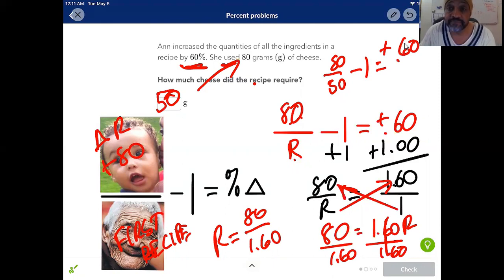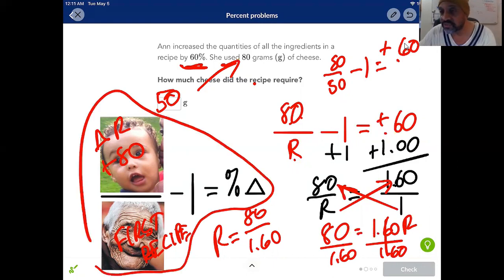All right. Remember, watch the previous video on percent change. That'll help you with this one. We're going to be using this formula for all of those types of questions.